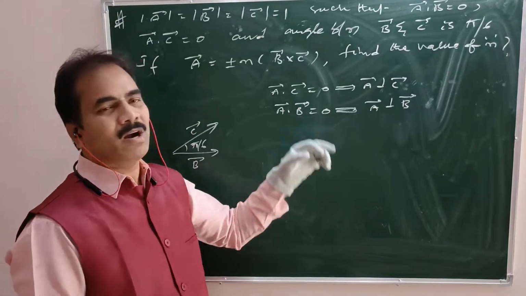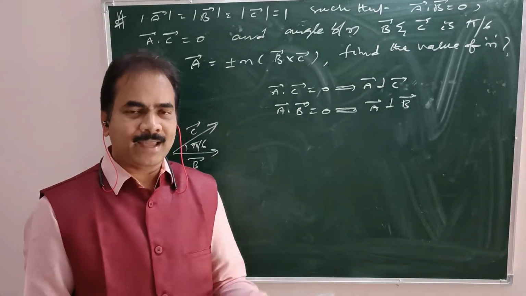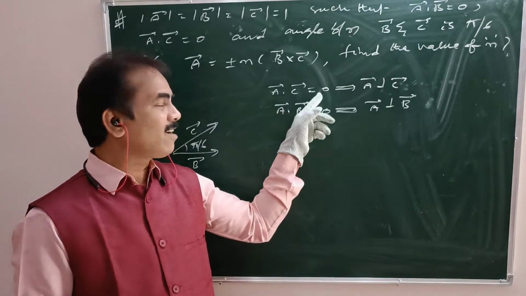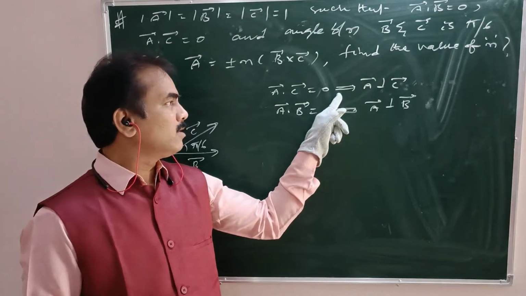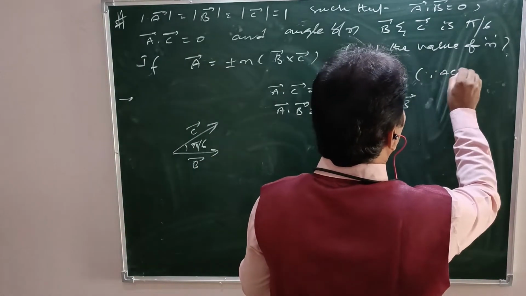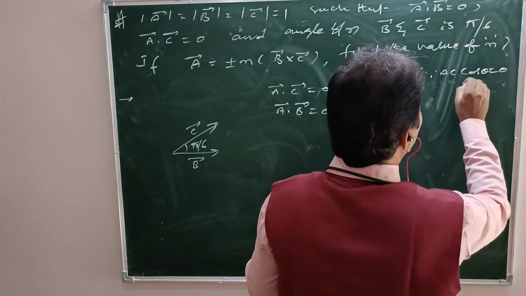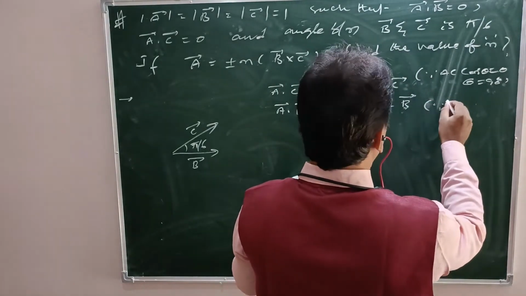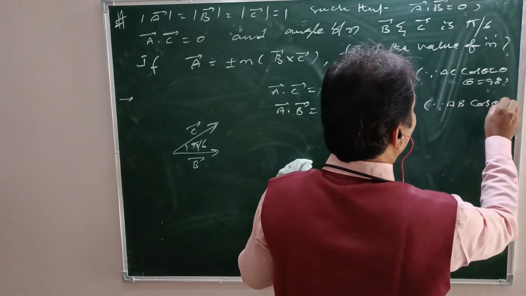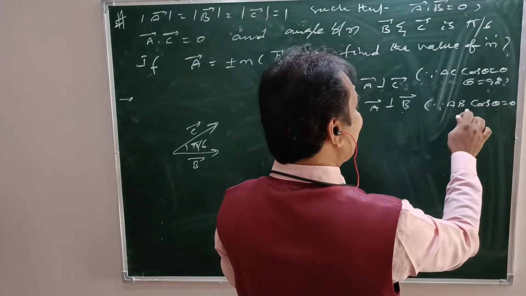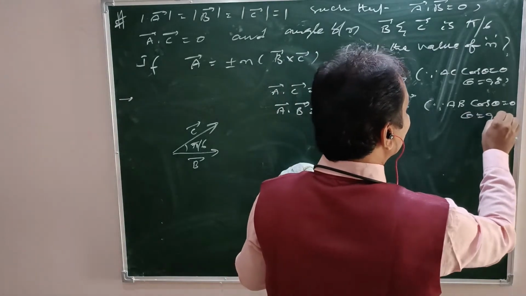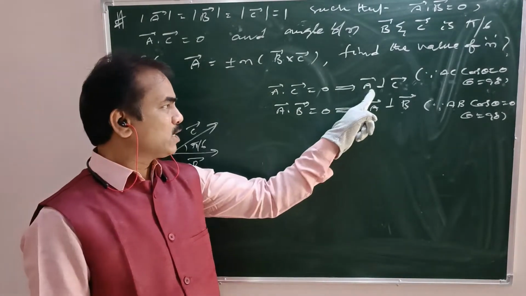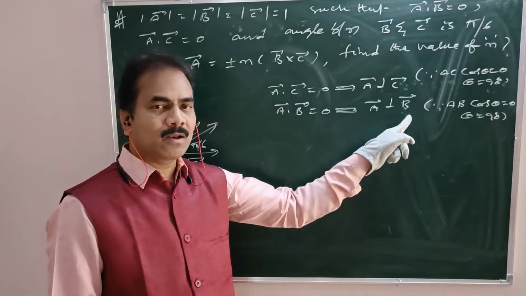From the definition of dot product, if two vectors are perpendicular to each other, their dot product must be equal to 0. Why? Because A bar dot C bar equals AC cos theta, that is 0. Since AC cos theta equals 0, theta equals 90 degrees. Here also, since AB cos theta equals 0, what is the angle between A and B? Theta, that is 90 degrees, because cos theta 0 means theta 90. So A is perpendicular to C, and also perpendicular to B.